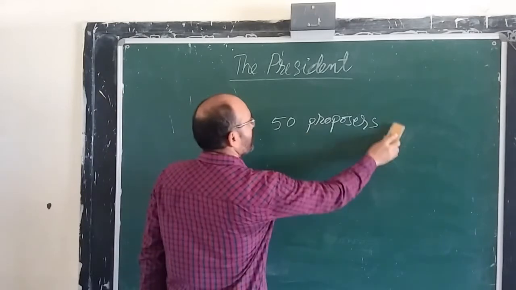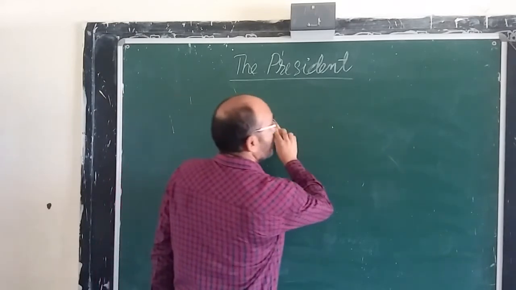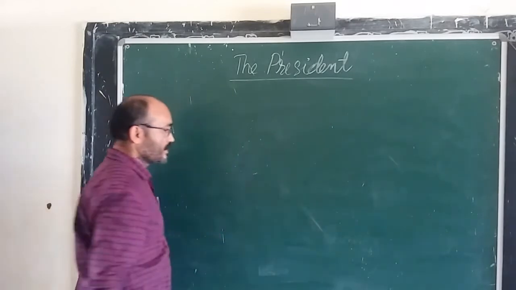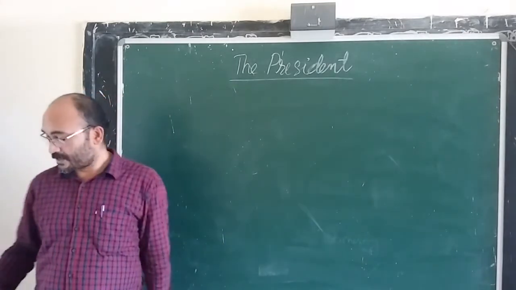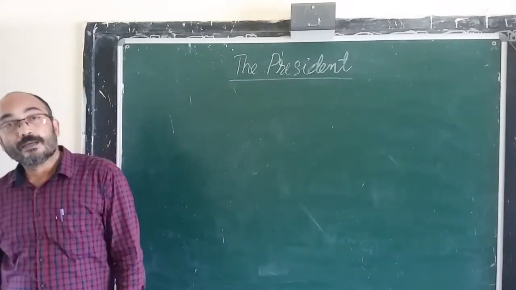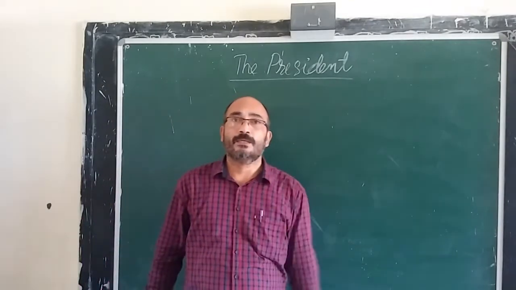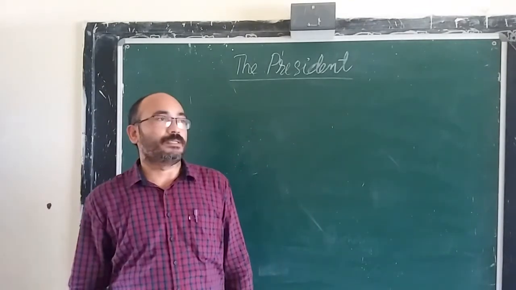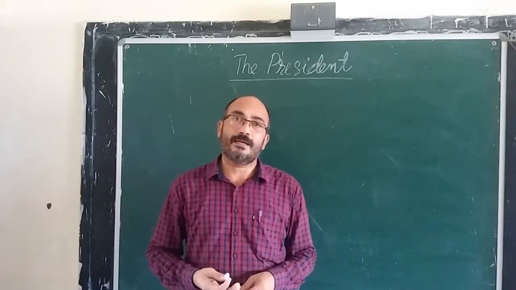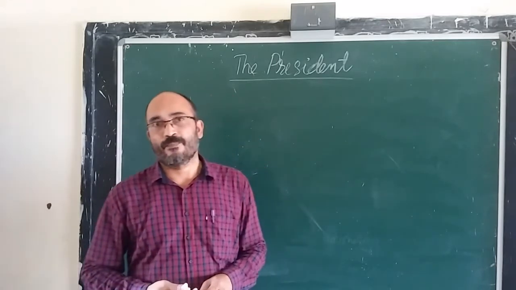So the President is elected in accordance with the system of proportional representation and by means of the single transferable vote. At the time of counting, first the first preference votes are counted, and if any candidate gets a clear majority, that means more than 50% of the votes, then that candidate is declared as the elected President.